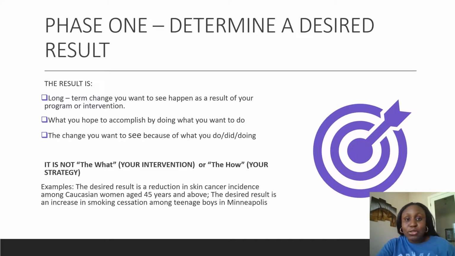I've seen a lot of students in my years of teaching in higher education always confuse this. They often think the desired result is what they plan to do, or what they are doing, or how they plan to do it. So if you're mistaking this, I want you to sit back now and consider your desired result. Look at it again. Is it written like an accomplishment, or is it written like an activity, something that you are doing, or an intervention, or rather a strategy?